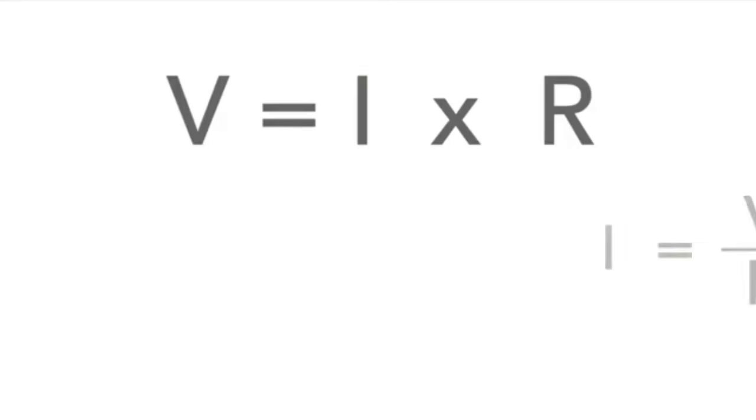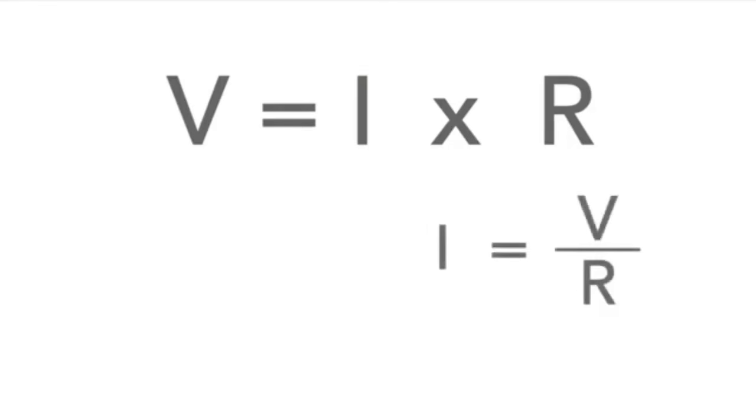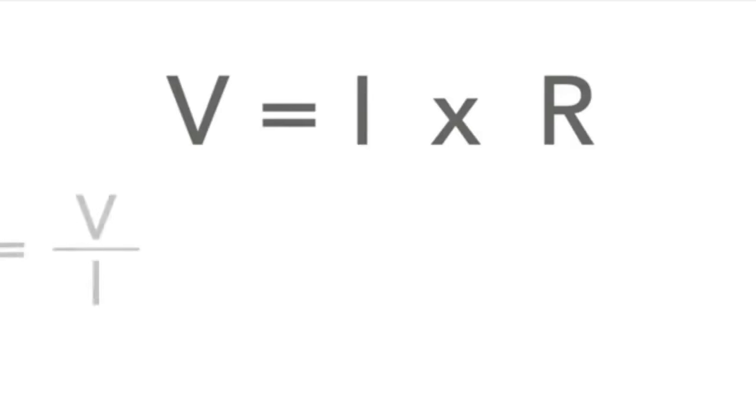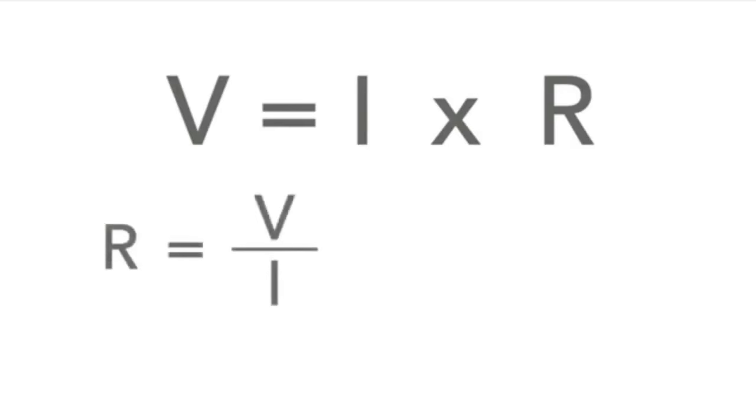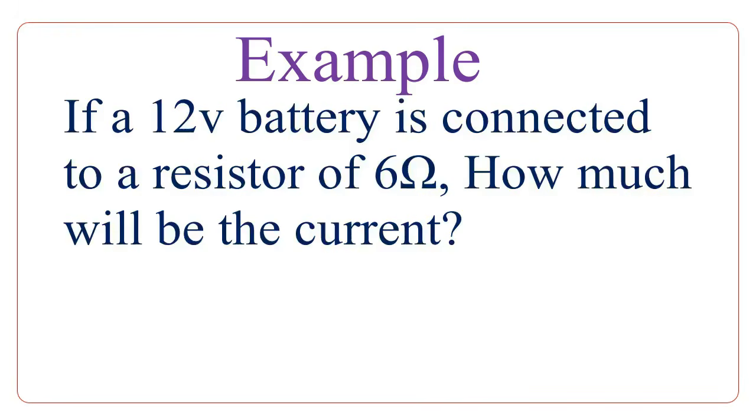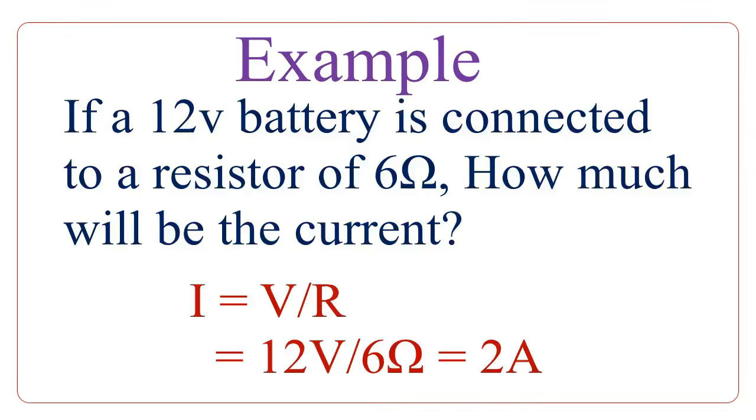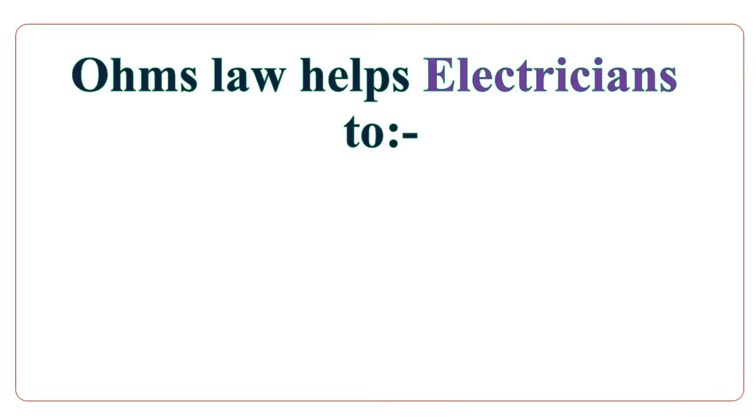That is, I equals V divided by R, where current equals voltage divided by resistance. Resistance equals voltage divided by current. If a 12-volt battery is connected to a resistor of 6 ohms, then the current will be 12 divided by 6, which equals 2 amps.